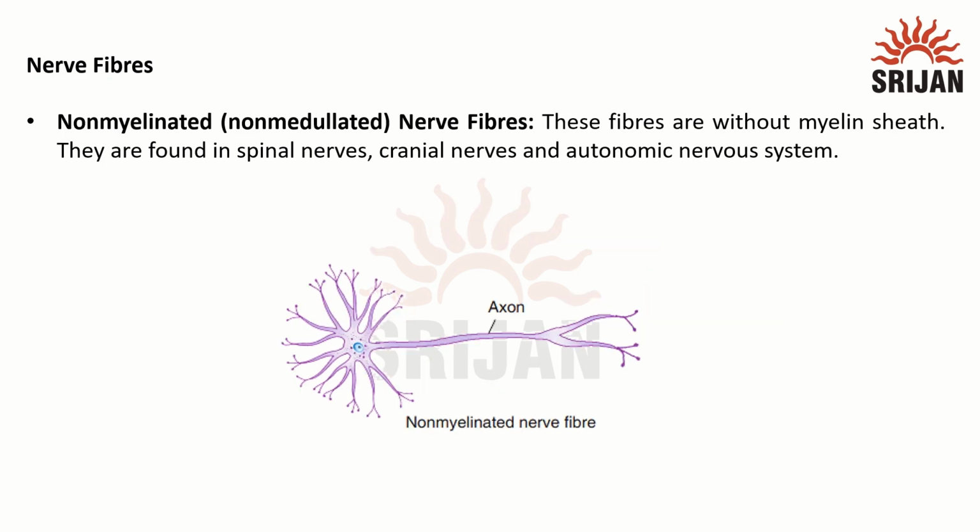Now, if we see the second type, it is non-myelinated or non-medullated nerve fibers, which simply means it lacks myelin sheath, and it is found in spinal nerves, cranial nerves and autonomic nervous system.